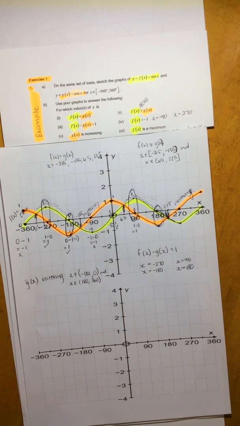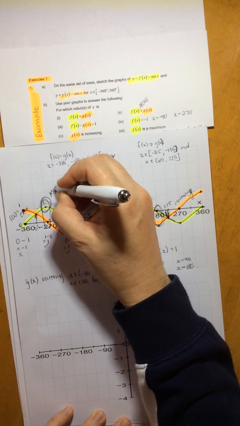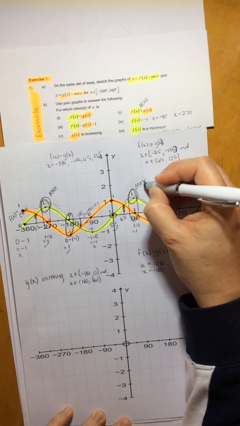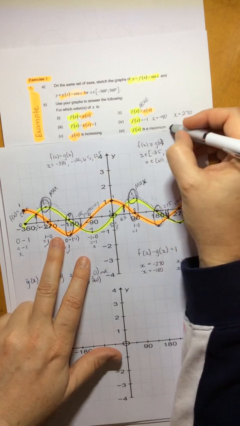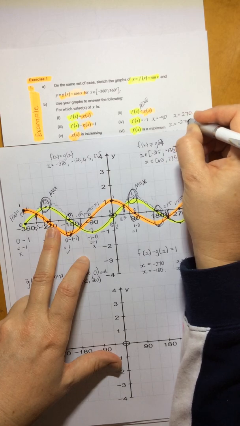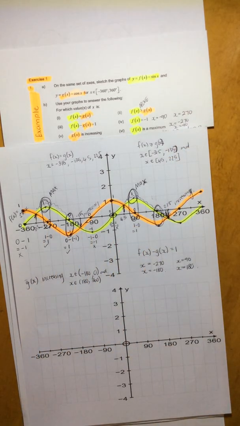So where is f of x a maximum? So where do I hit a maximum? This is a maximum, that is a maximum. So where does it hit a maximum? F of x hits a maximum at minus 270 and 90.